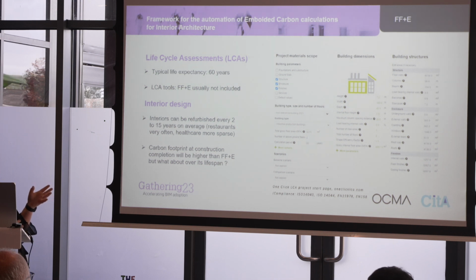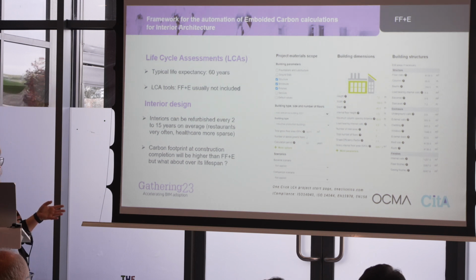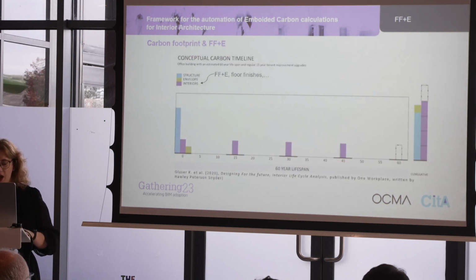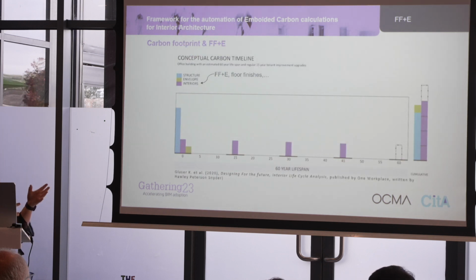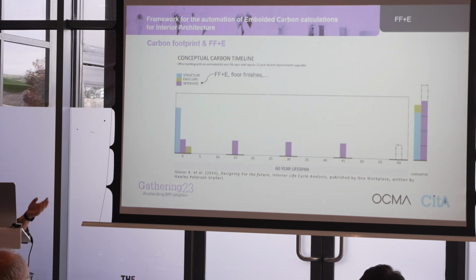So as we can imagine, at the end of construction, the carbon footprint of the structure and envelope will be very high in comparison to FF&E because we just built the structure from scratch. But what about 60 years later if we take into account those refurbishments? So in some cases, after 60 years, it's possible that the embodied carbon that's generated by the FF&E will be as high or even higher than the building's because of those refurbishments.